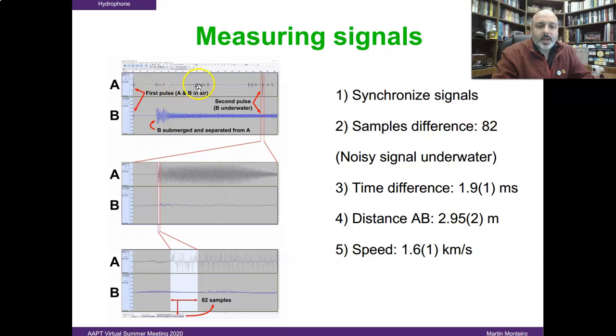Then we have to look for the second pulse. For smartphone A in air it is simple, but it's not so easy for smartphone B underwater because of the huge noise. Take a look here at the sound underwater. The signal is very noisy. So we measure the time difference here in samples of the signal.